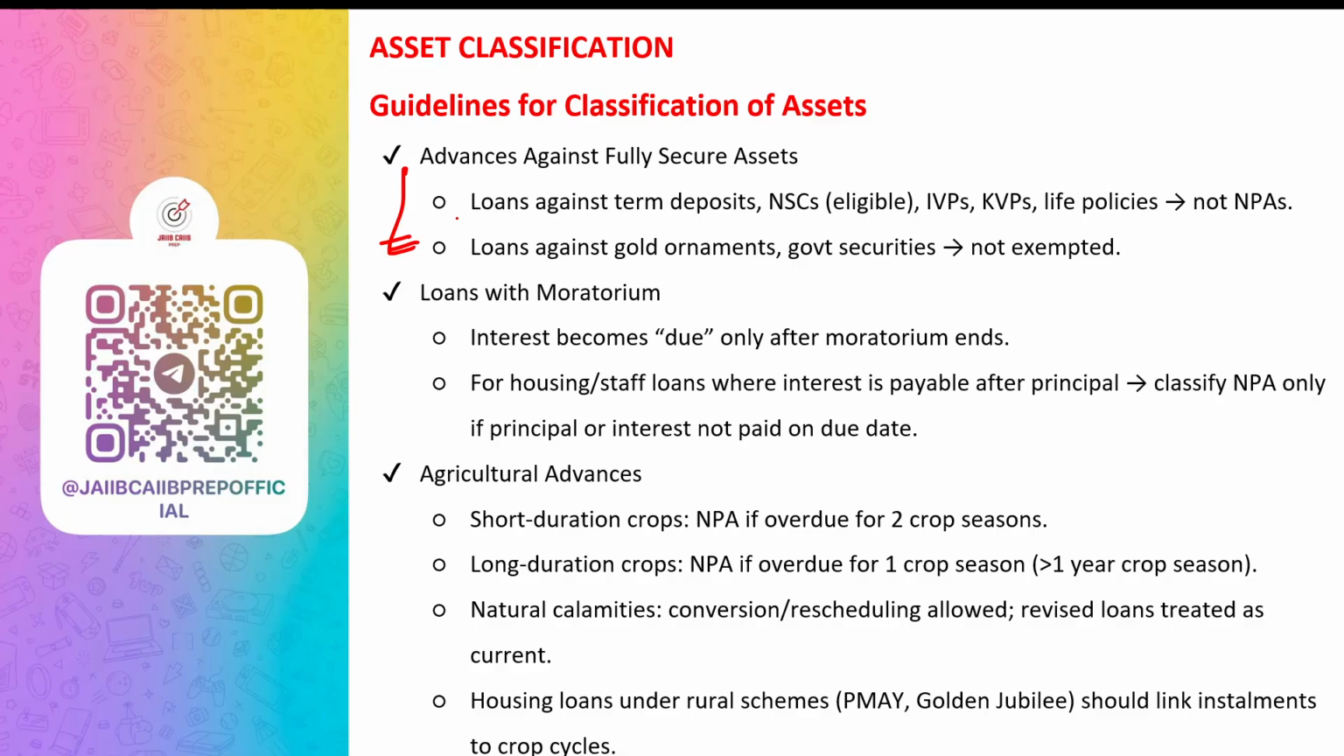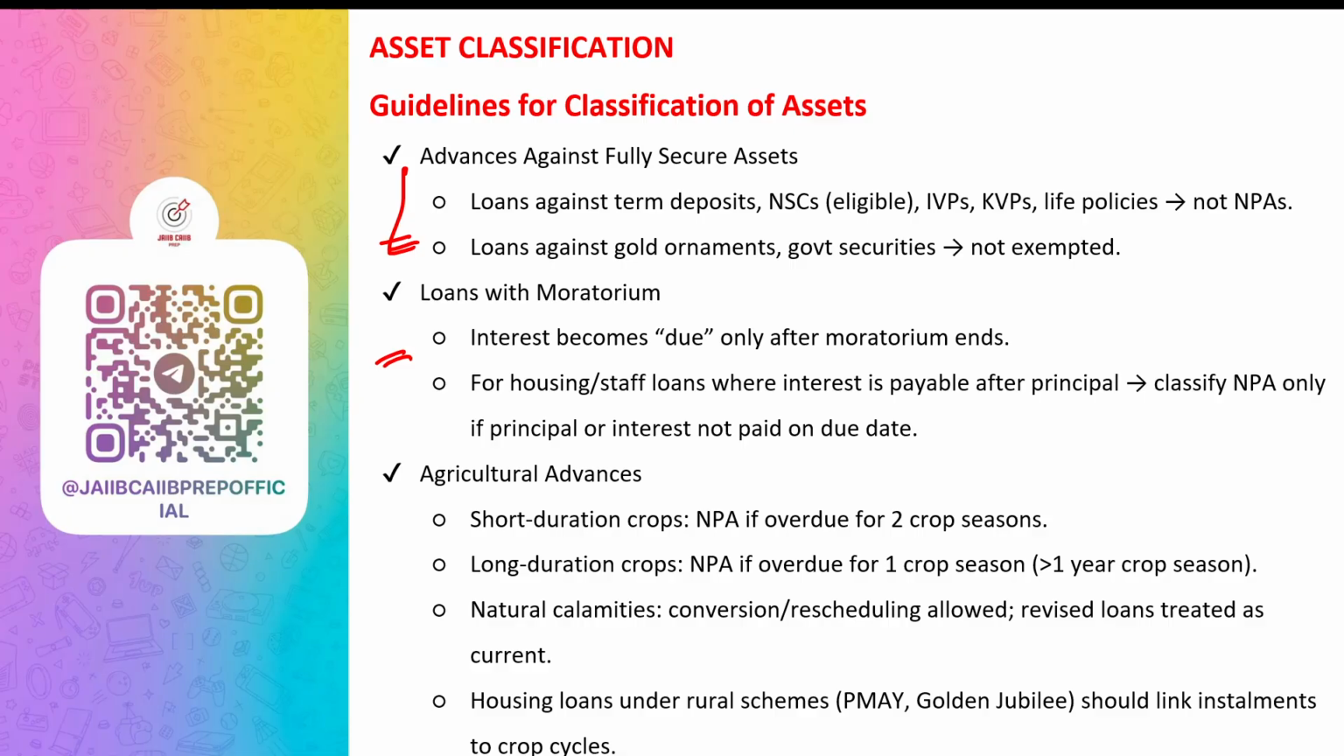Loans with moratorium. Industrial and agriculture project loans often have a moratorium period. What is a moratorium period? It is the time during which repayment is not expected. So interest becomes due only after the moratorium ends, and only if interest is unpaid after the due date, NPA classification starts. And for staff housing loans, where interest is payable after principal repayment, where interest is not overdue from the first quarter, they become NPA only when there is a default in paying principal installments or interest after it becomes due.